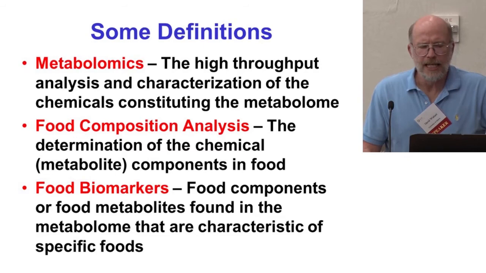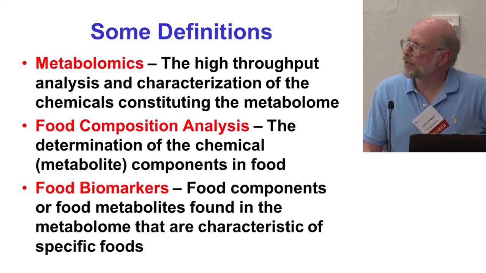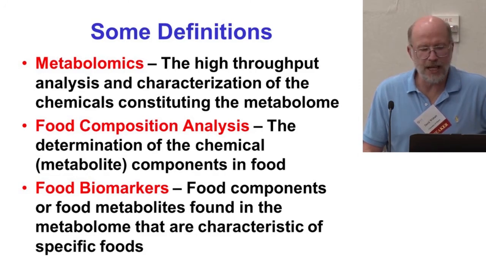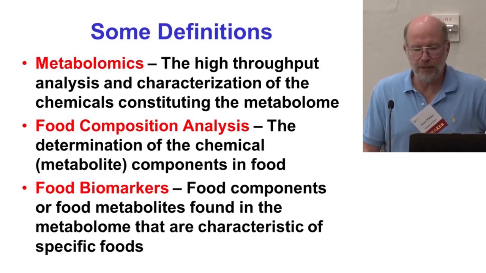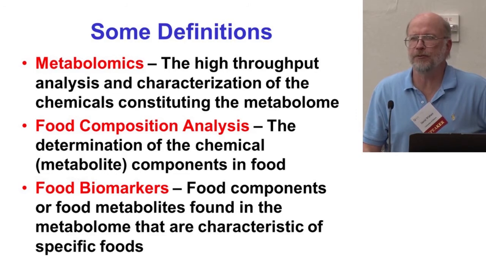So basically, it's another branch of things like genomics and proteomics. So it's the high throughput analysis and characterization of chemicals or metabolites. And those constitute what we call the metabolome, which is the complete collection of chemicals or metabolites in tissues or cells or organs. In the case of food composition analysis, what we're trying to do really is determine the chemical or metabolite components of foods.